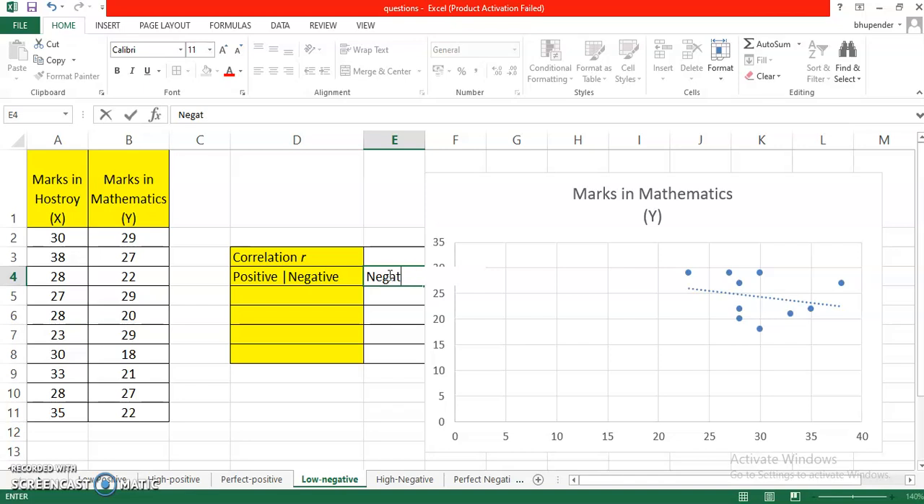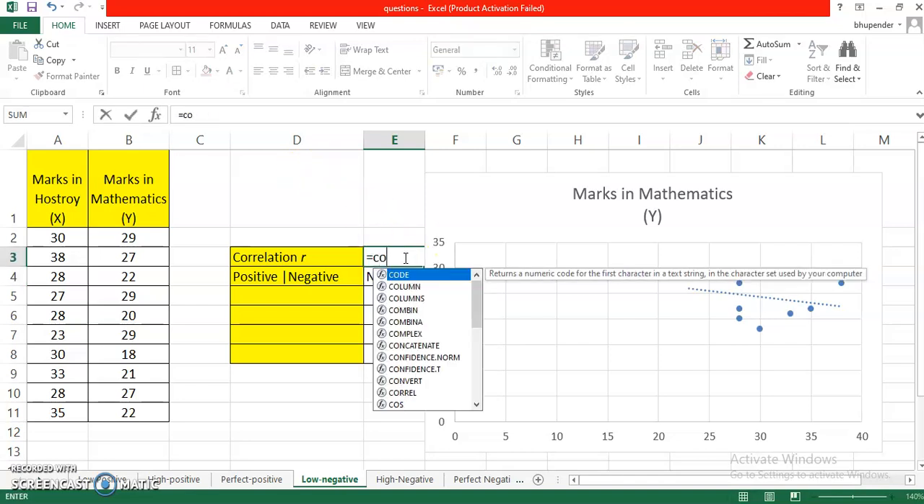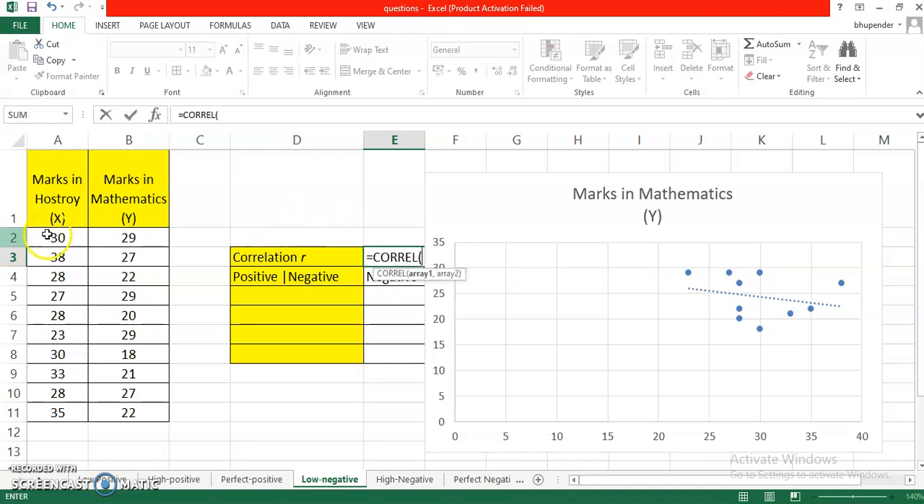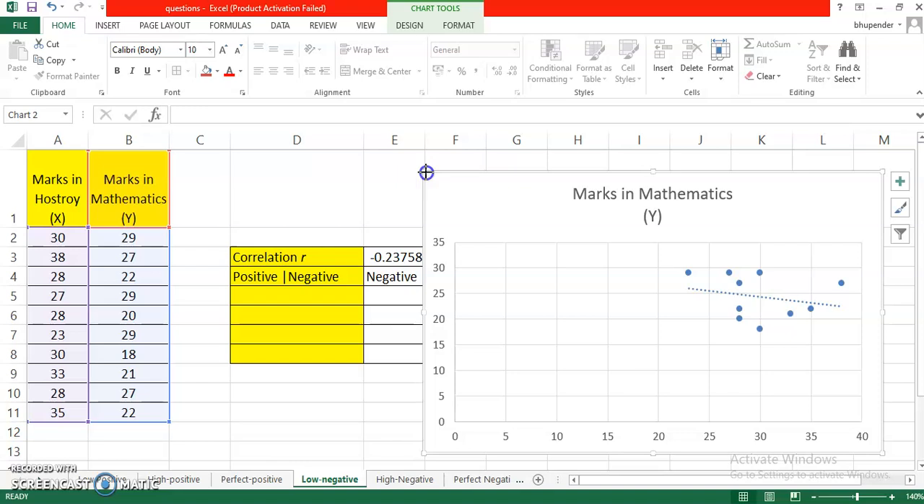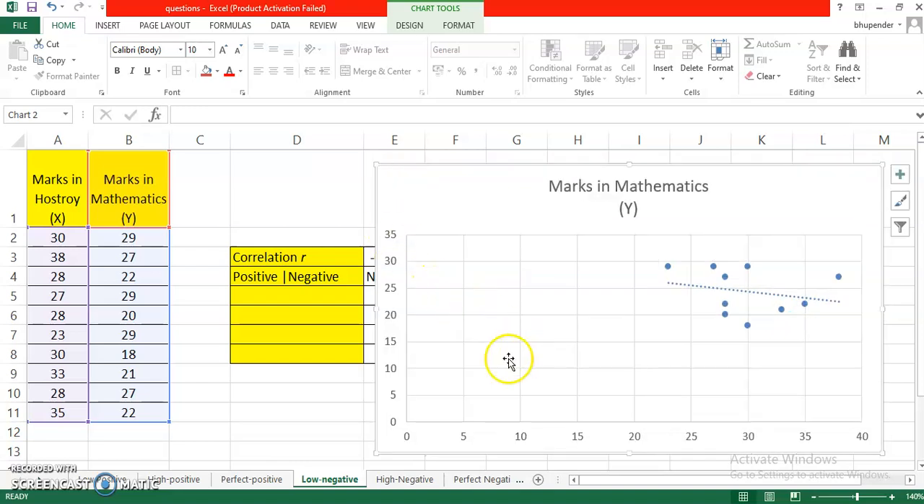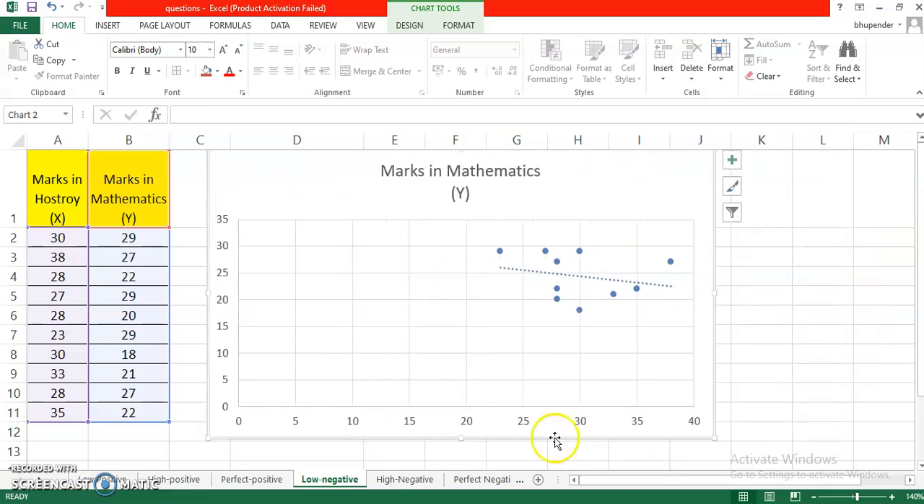Let me verify it by calculating Karl Pearson's coefficient of correlation. So I go with CORREL, series X, same way, separated by a comma, take up the series Y, hit enter. It shows me a very low negative correlation. That means yes, it is there. If somebody is doing poor in history, may do good in maths. Doing good in history, may do poor in maths, but it's not very strong. It's a little weakly correlated to each other.